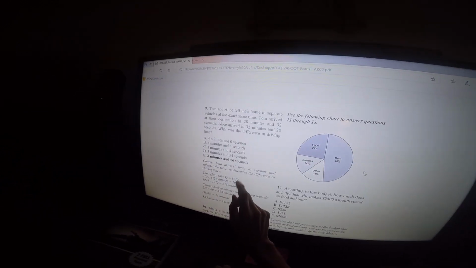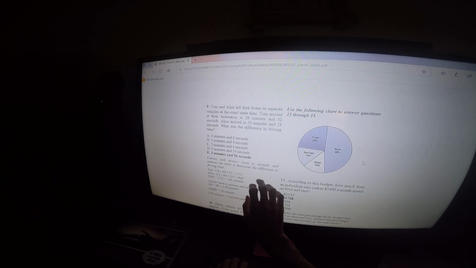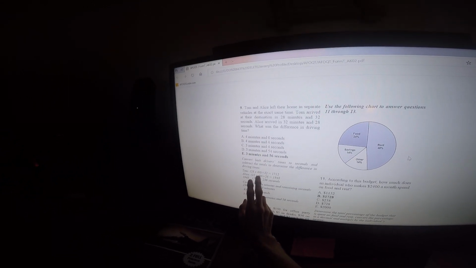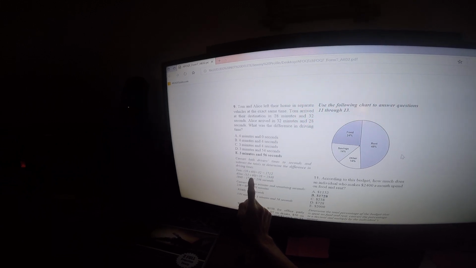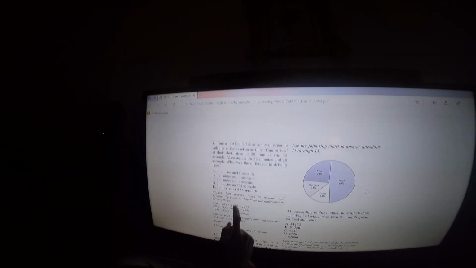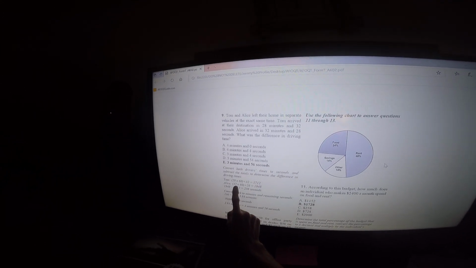Convert both drivers' times to seconds and subtract the totals to determine the difference in driving time. So Tom did 28 minutes times 60 plus 32 equals 1712. All right, what's the 32? 32 more seconds. 1712.